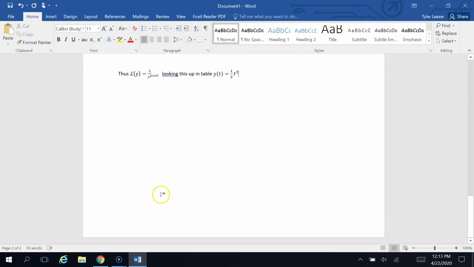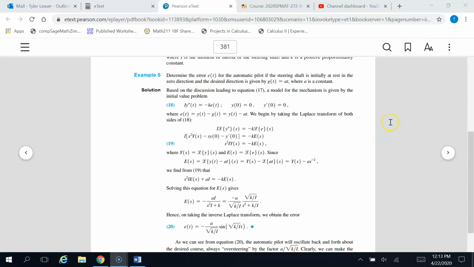Okay, that's it for this section, but there is one more thing I want to show you. So I'm going to pause it and bring up the book. All right, so just real quick, because I thought this question was fascinating. It's not hard. It's actually a pretty easy question, but it's a good application for using the Laplace operator. So we're not going to go through all the mathy parts, I just kind of want to read through it here. So determine the error E of t for the automatic pilot if the steering shaft is initially at rest in the 0 direction and the desired direction is given by G of t is At, where A is constant.